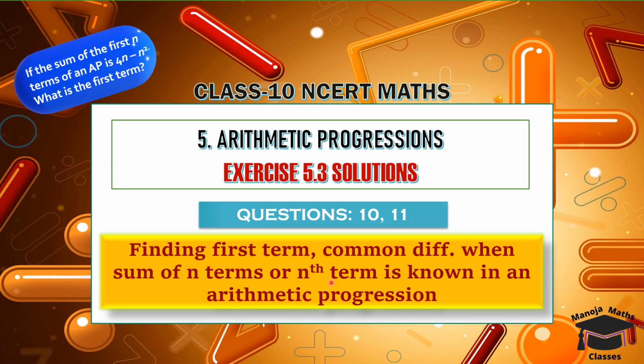Finding first term and common difference when sum of n terms or nth term is known in an arithmetic progression. Questions 10, 11 in exercise 5.3, chapter arithmetic progressions.